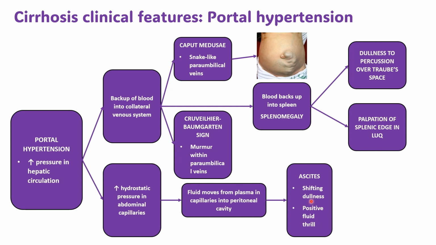And when we have ascites, we might have signs such as shifting dullness, and there might also be a positive fluid thrill. We can see this is an ascitic abdomen. It's very distended.